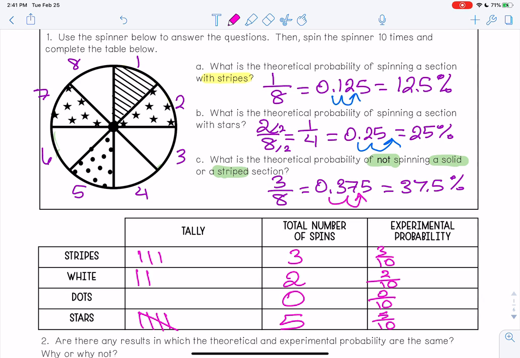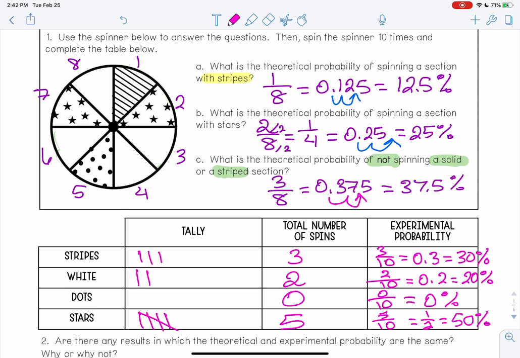Okay, and then I can calculate the percentages by dividing the top number by the bottom number. So 3 divided by 10 is 0.3, which gives us 30%. Remember, moving that decimal over 2 places. 2 divided by 10 is 0.2, which gives us 20%. 0 divided by 10, well, 0 times that happened, that's just 0%. And 5 out of 10, we would simplify that to 1/2, which we know is 50%.